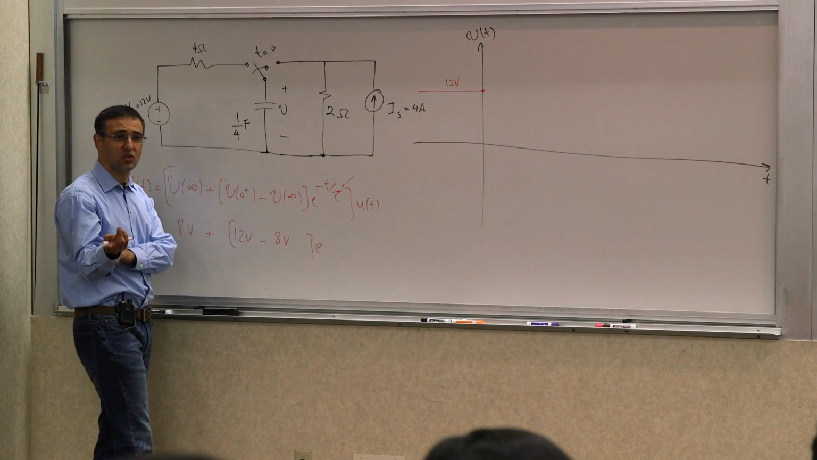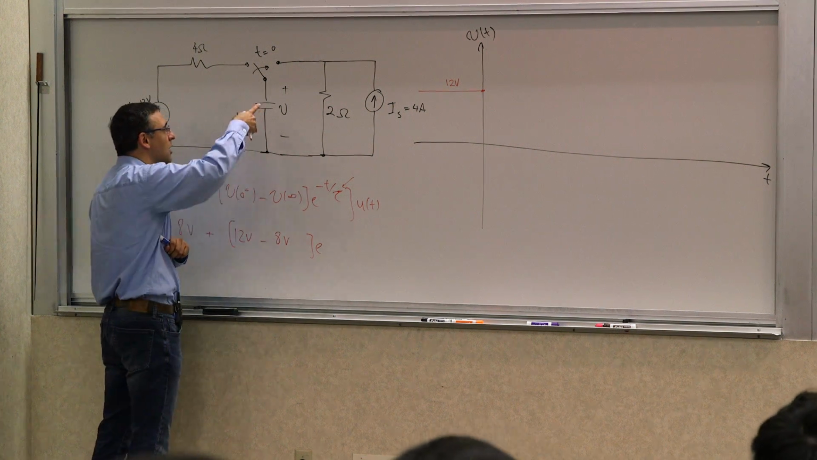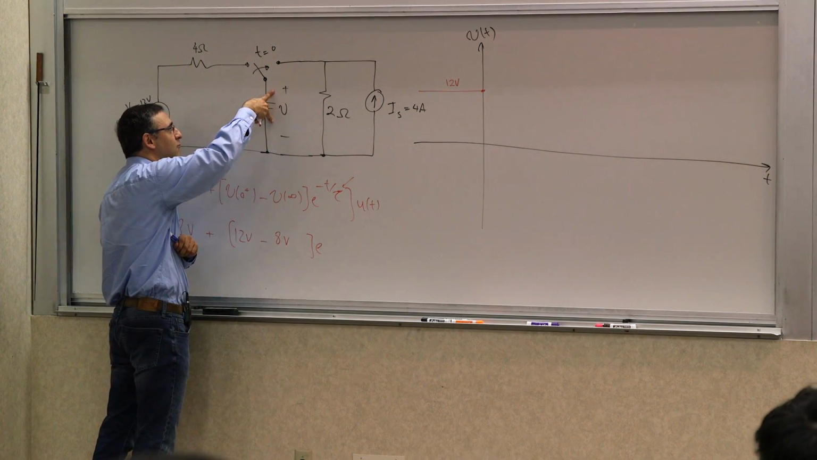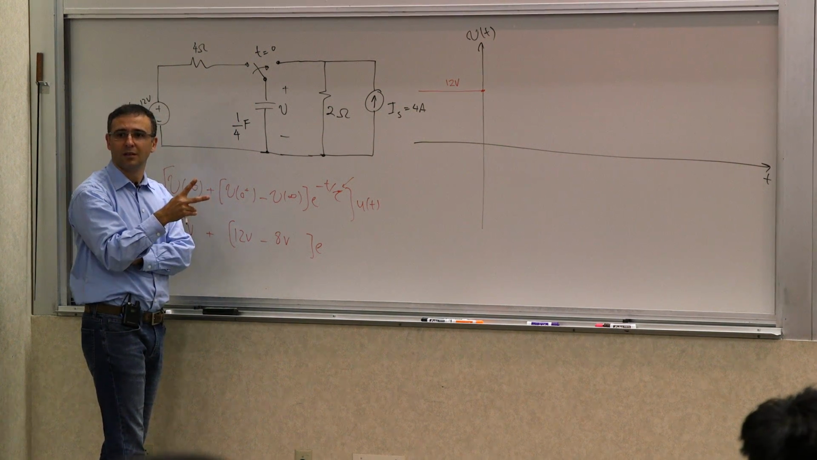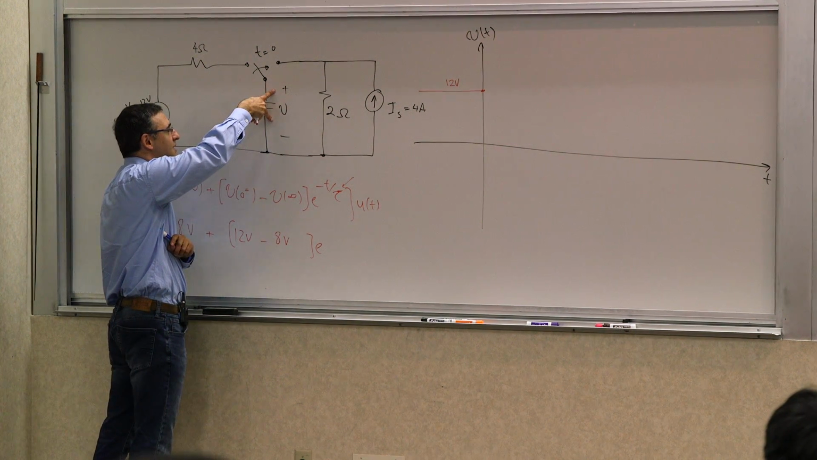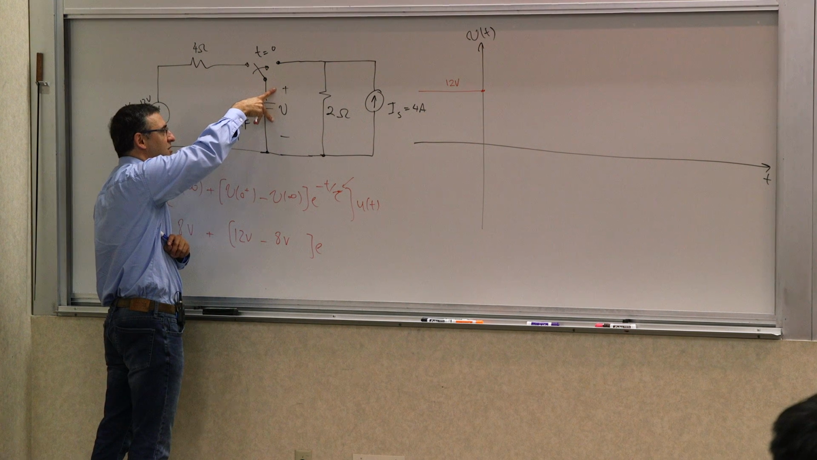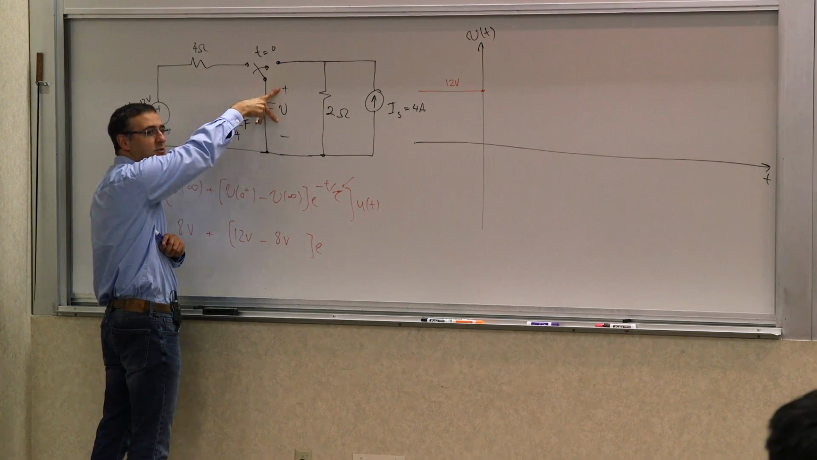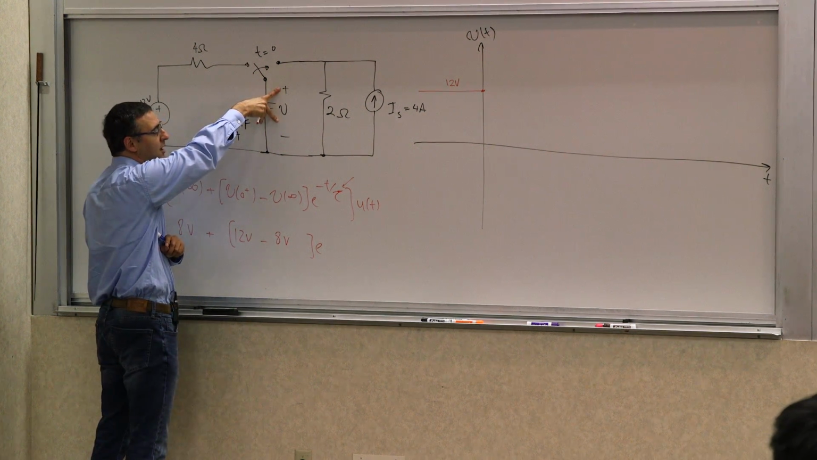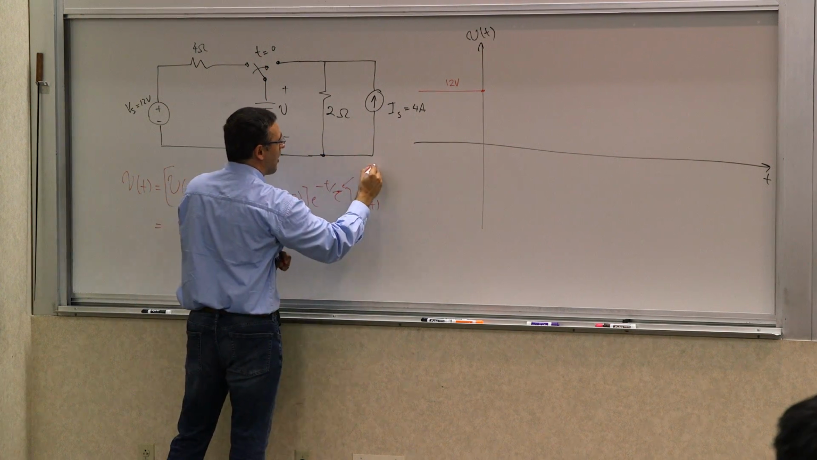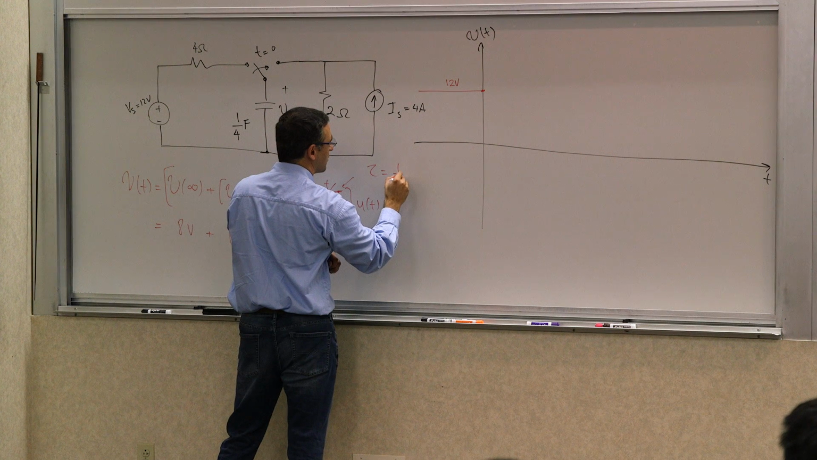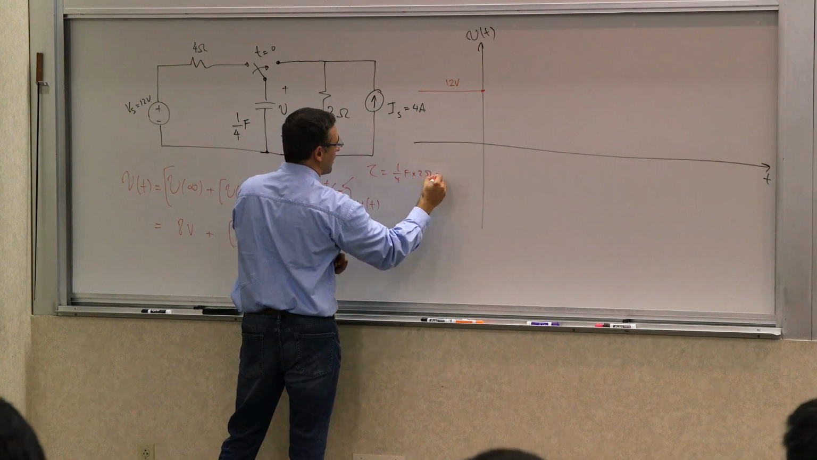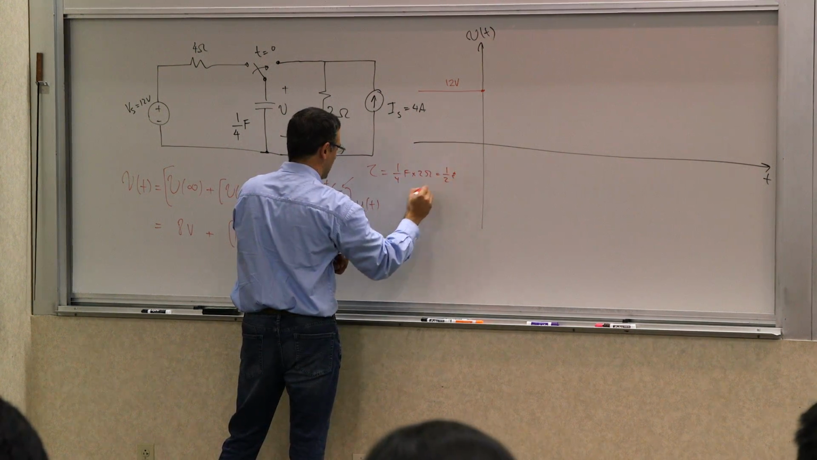The time constant in general, the way you determine it for a capacitor, is that you look at the capacitor and see what is the resistance it sees when you null all the independent sources. So what resistance does this capacitor see if you null all the independent sources from its terminals? 2 ohms, right? So tau is going to be 1/4 of a farad times 2 ohms, which is half a second.